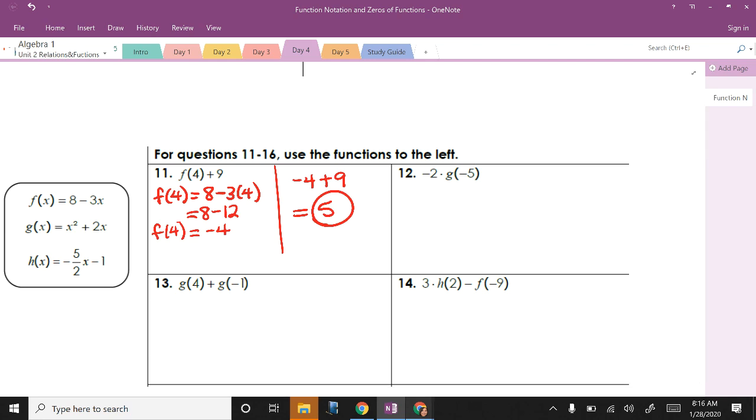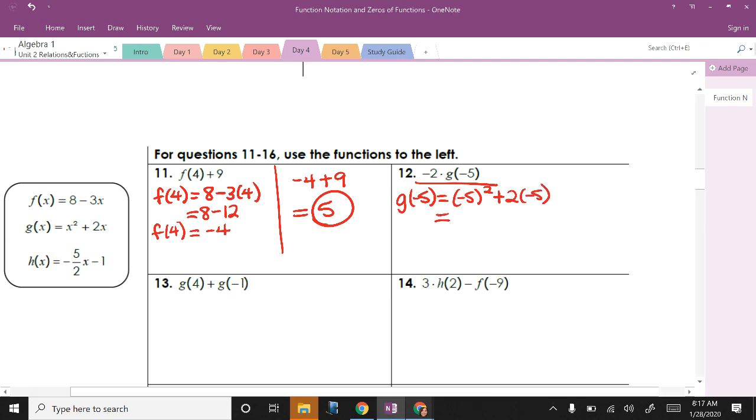So find the function value it asks you to find, and then plug it into that expression. Okay? So number 12 says to find negative 2 times g of negative 5. So what do you think we need to do first? Find g of negative 5. So that's what I'm going to do first. G of negative 5. So I'm going to use g now. G says x squared plus 2x. So I'm going to say negative 5 squared plus 2 times negative 5.